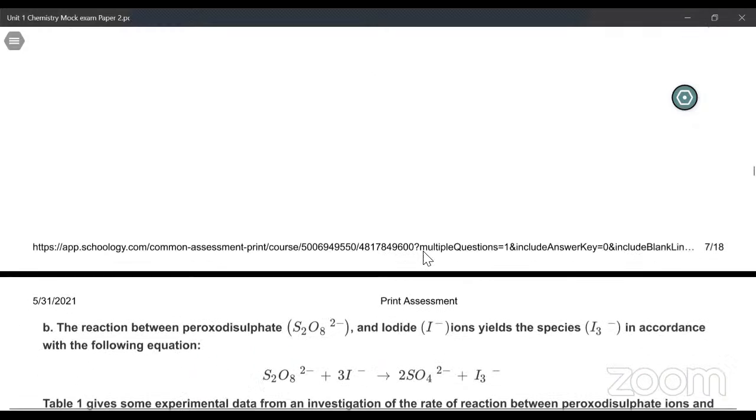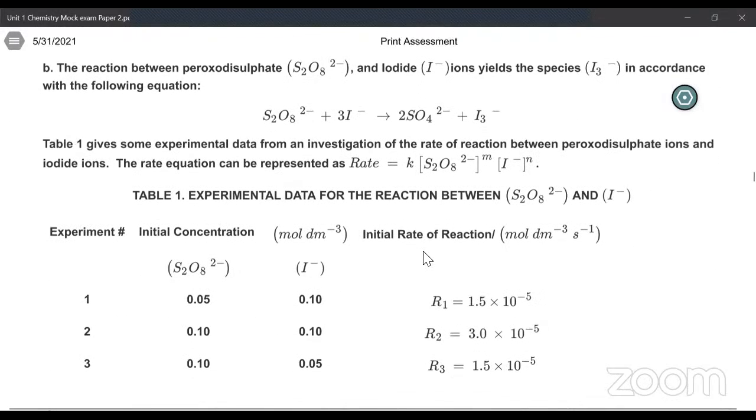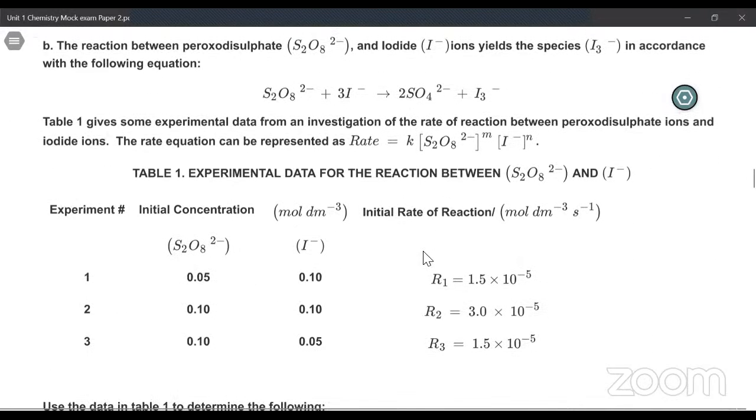Now here we are with the rate of reactions. I didn't do anything to it. I didn't change anything. It's the exact question. Now the reaction between peroxide disulfate and iodide ions yields the species I3- in accordance with the following equation, right? They give you the equation to look at. And I guess you just look at the equation.